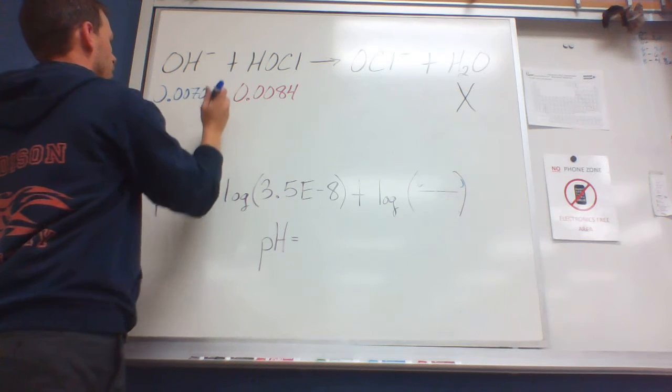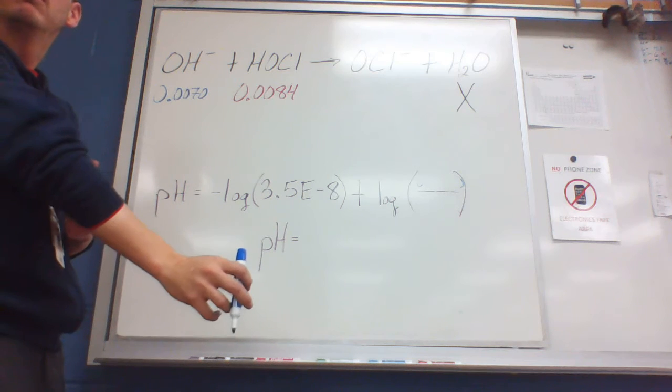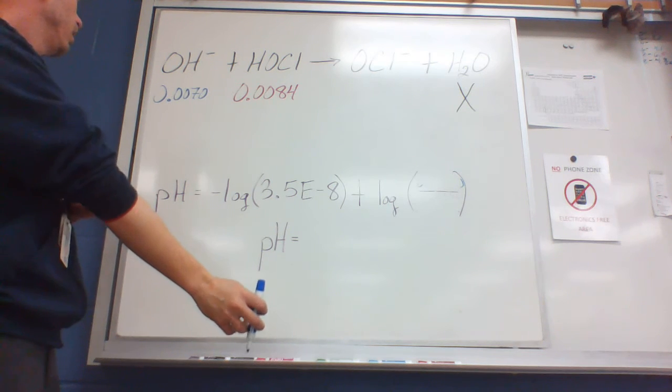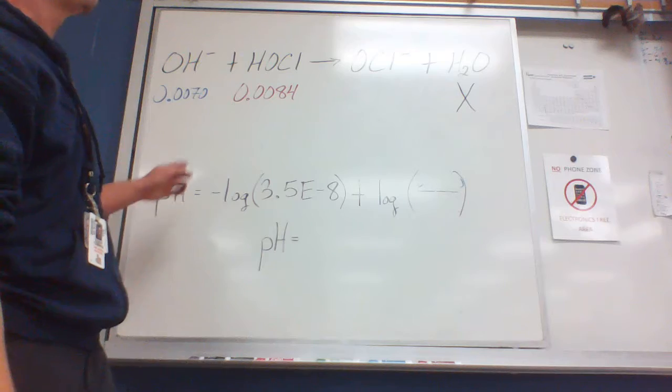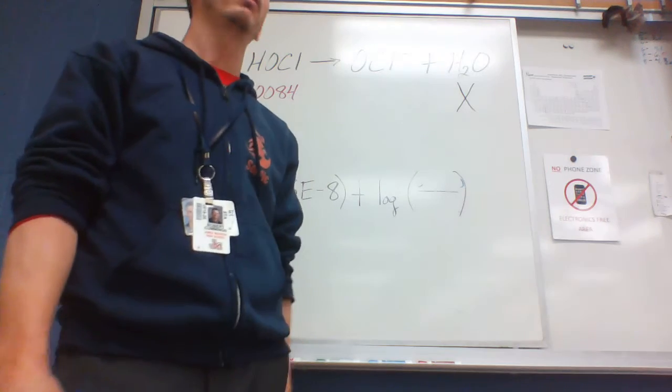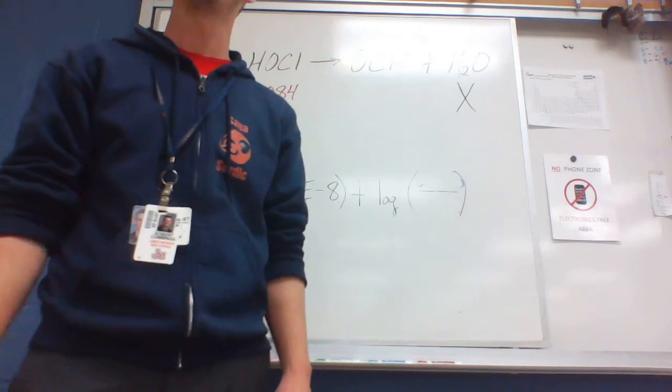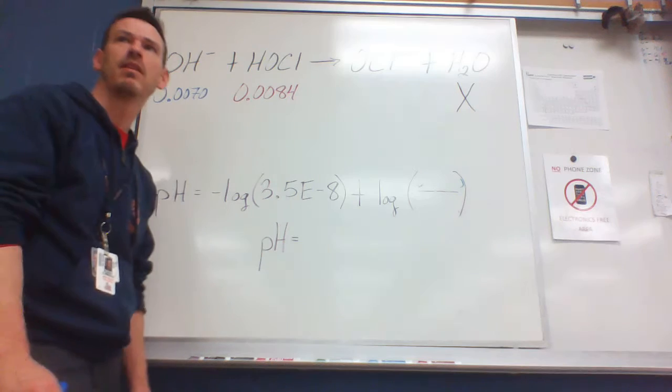What numbers do you multiply to get that mole count? To get the mole count, it was 0.2 because that's the continued molarity times 0.035 because that's the amount that's been added.